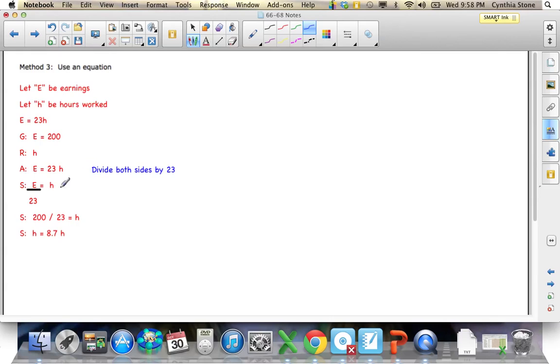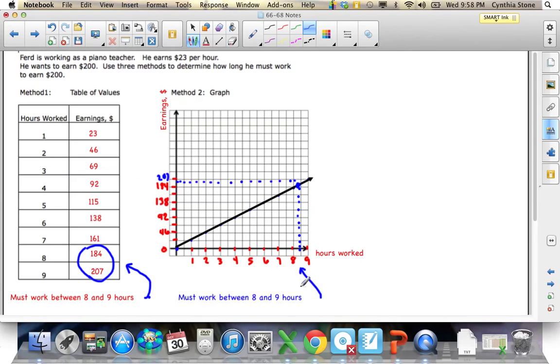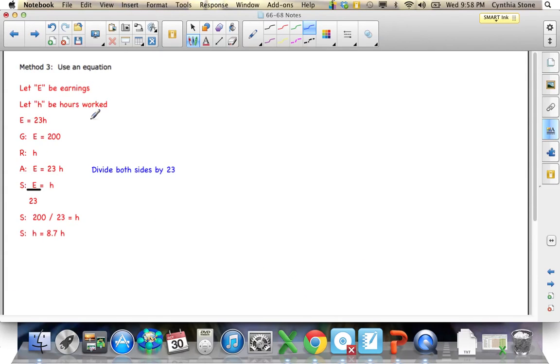And this really validates the work that we did here and here. This is the accurate number, 8.7. Well, we figured it was between 8 and 9 with the two other methods. That's as accurate as we could get. Now we have a really nice number, 8.7 exactly. So if he can punch the clock at 8.7 hours, he'd be right on.